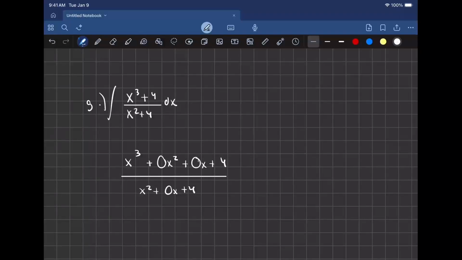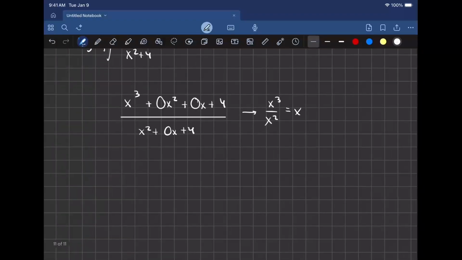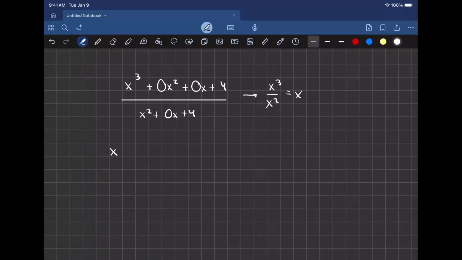The leading term of our dividend, our numerator, is x cubed, and the leading term of our divisor is x squared. So the ratio x cubed to x squared is just going to be x. So we'll multiply the whole divisor by x. That's the next step. So we'll have x times x squared plus 0x. And our divisor is our numerator, by the way. So x times x squared plus 0x plus 4. This will just be x cubed plus 0x squared plus 4x.